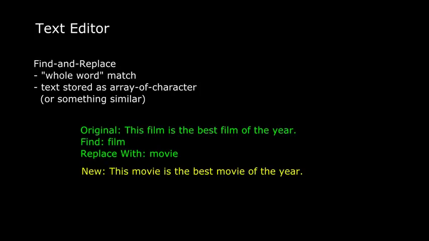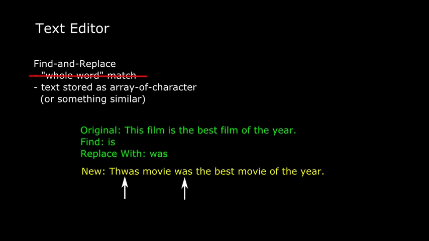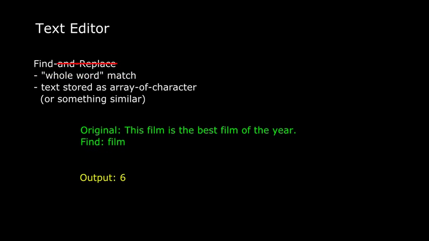Let's go back to our find and replace problem. If the problem as written is too tough to tackle all at once, what if we said, you don't have to replace every occurrence of the word in the text, just the first one. Or maybe we ignore the whole word matching and just do a simple text match. Or maybe we don't replace anything yet, we just find it. And the output is the number of the character position where the word is first found.